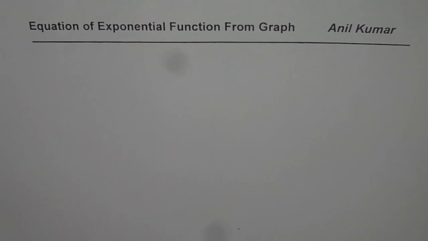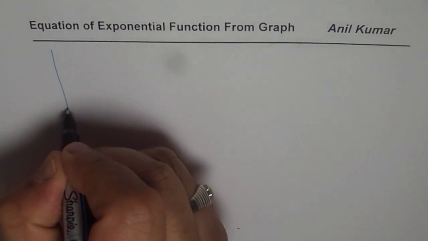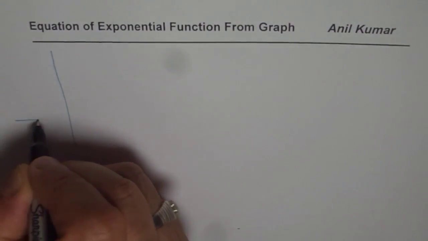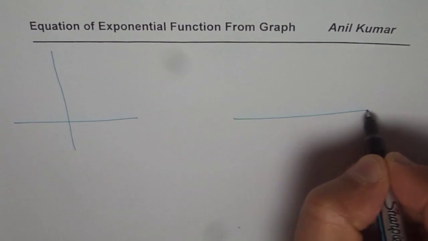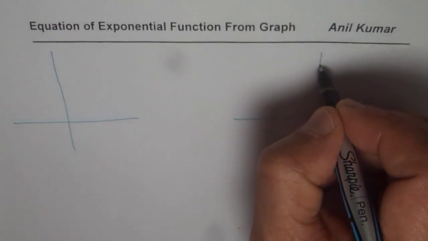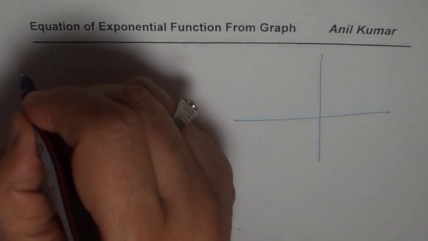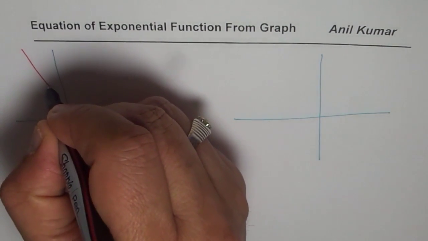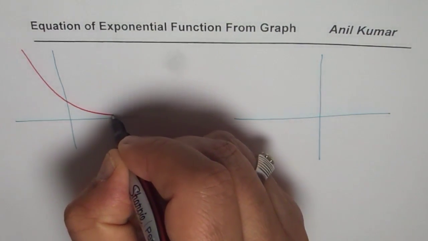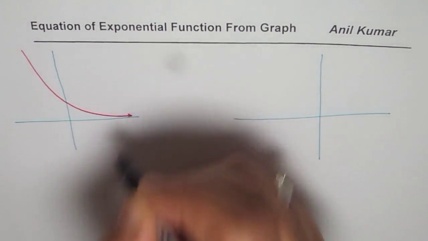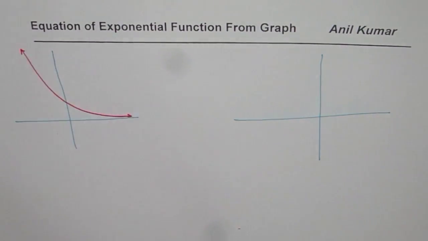I'm Anil Kumar, and in this video we'll explore how to find the equation of an exponential function from the given graph. Now here are two simple graphs for you, and then we'll figure out how to find the equations of these graphs. So let us say these are the x's, and let me sketch one, and let's say this one is one of the graphs for us. It's approaching 0 as the exponential function should.